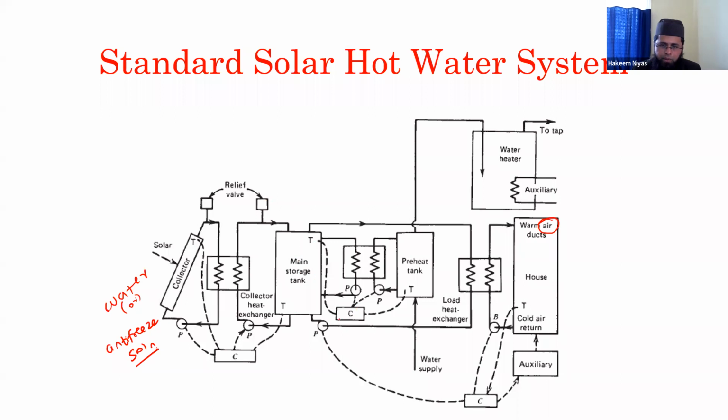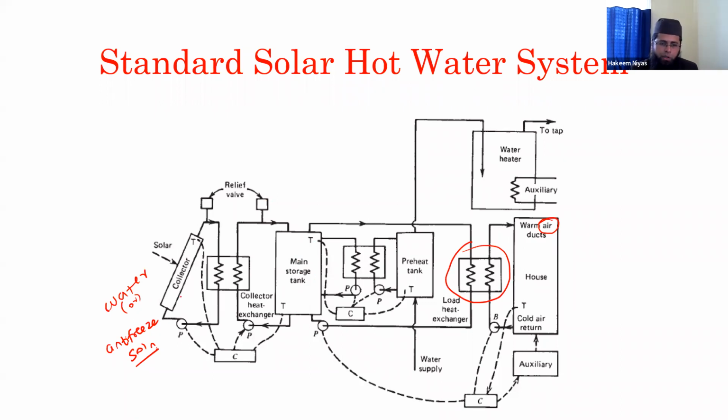Then we have another pump to take the heat to exchange with the air, sorry, the cold air coming from the room. So that is called the load heat exchanger. So from here it will give the heat. Meanwhile, parallelly, it will give heat to the drinking water or other domestic water supplies.